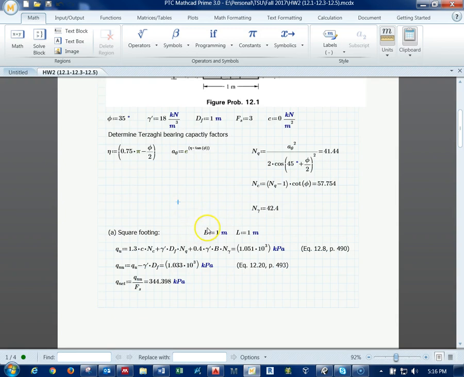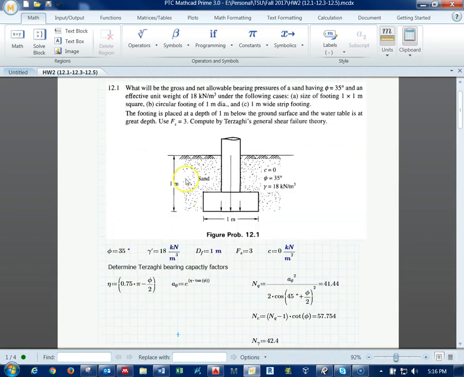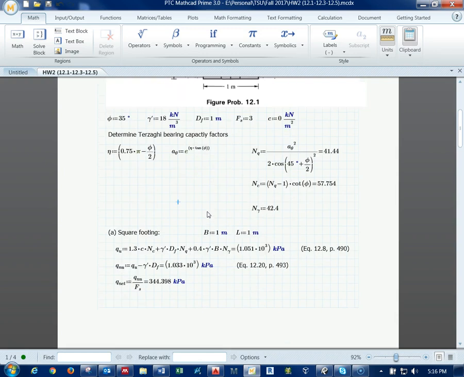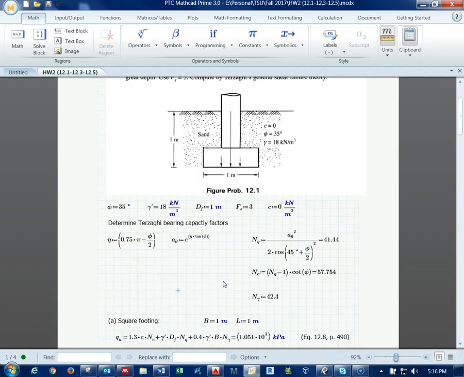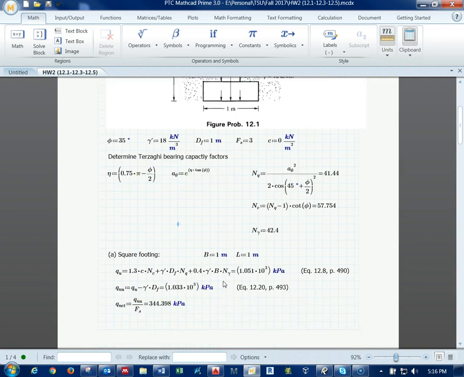So in the square footing, I've got 1 meter by 1 meter. Q sub U is found by using equation 12.8 on page 490. So I've got 1.3 C, N sub C, C is 0, so that all drops out. I've got gamma prime df N sub Q. Again, df is the distance from the top of the ground to the bottom of the footing. Then 0.4 gamma prime, which is given in the problem. B is the width of the foundation. It's 1 meter. N gamma is as given, so that gives me 1,000 kilopascals.